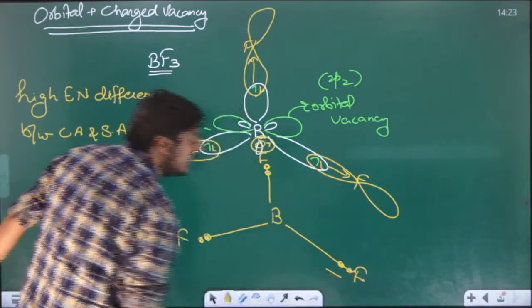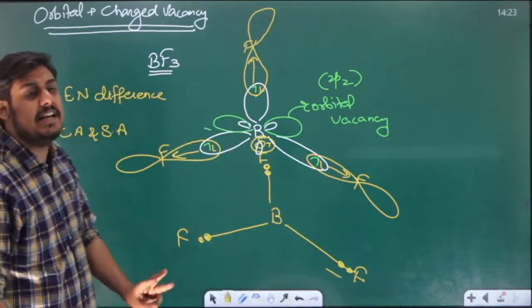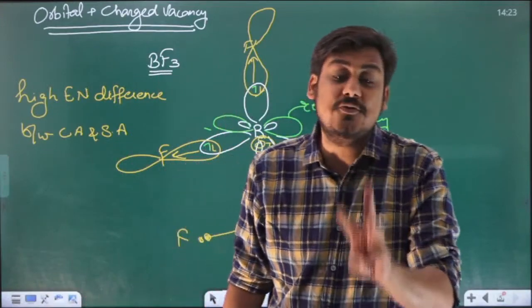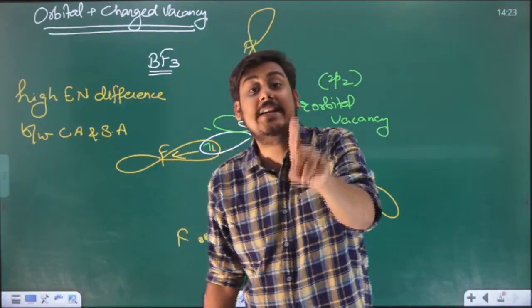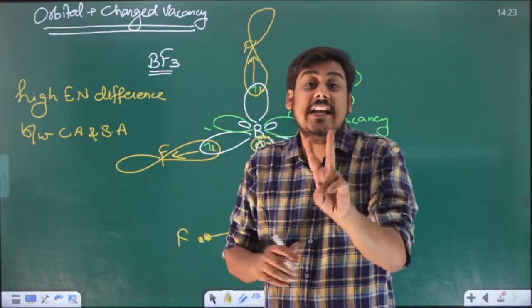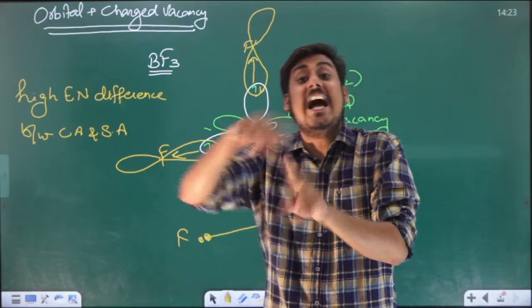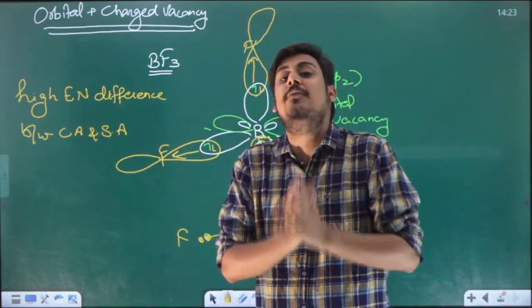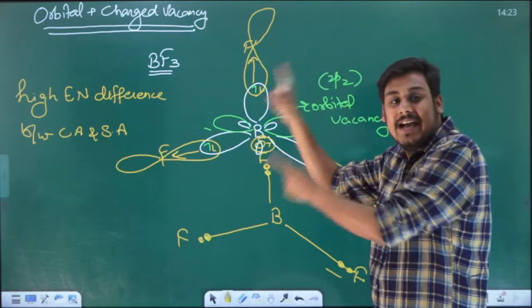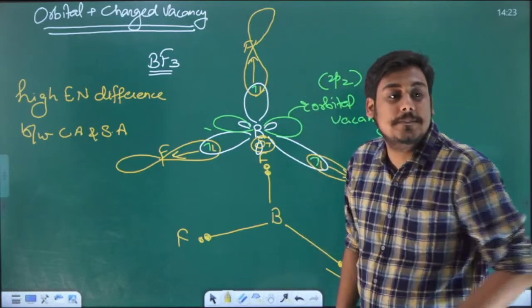So basically we can categorize vacant, or you can say electron deficient, molecules in 3 categories. First category is orbital vacancy, molecules with orbital vacancy. Another category is molecules with charged vacancy, and the third category that I am discussing is those molecules which have orbital as well as charge vacancy within them.